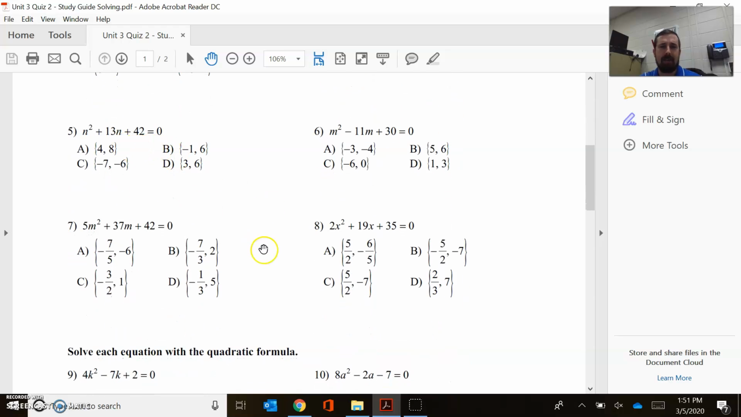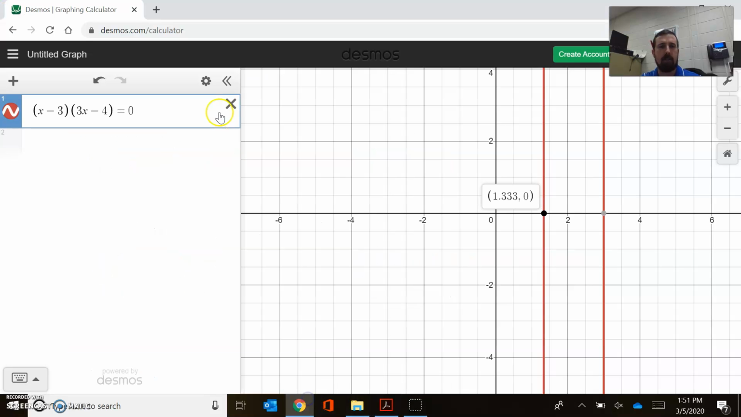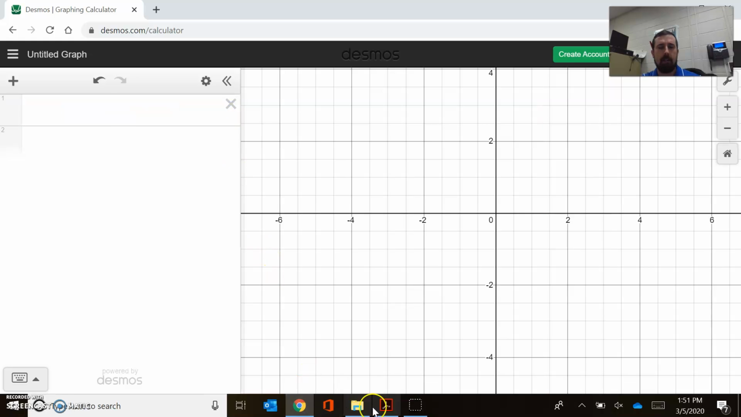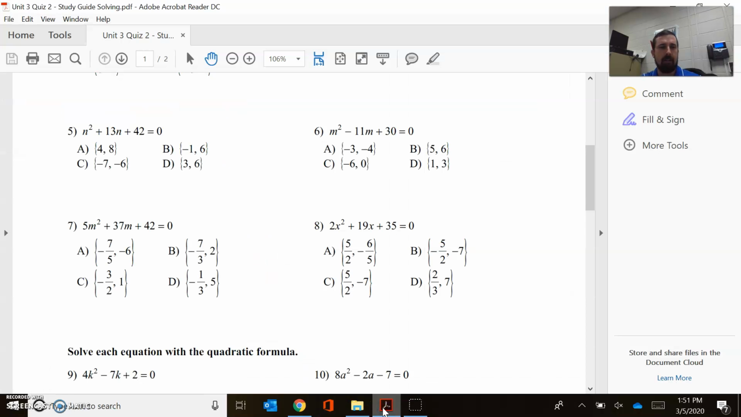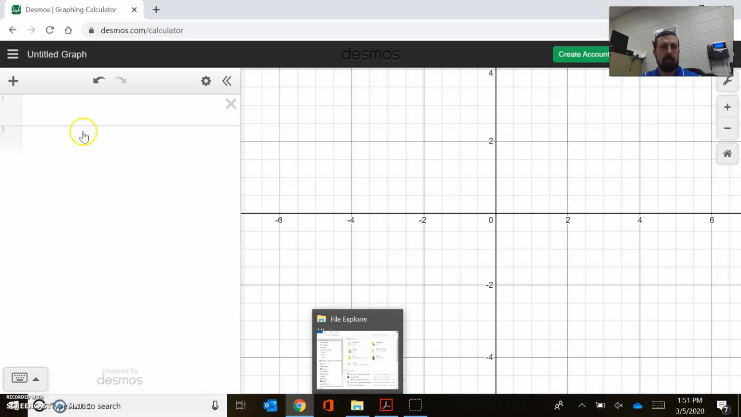For number 5, same idea here, 5 through 8. Let's go back to Desmos here. I'm going to exit out of there. And let's do number 5. Actually, let's do something different. Let's do number 7. So that's 5m squared plus 37m plus 42. So we're going to plug this in.